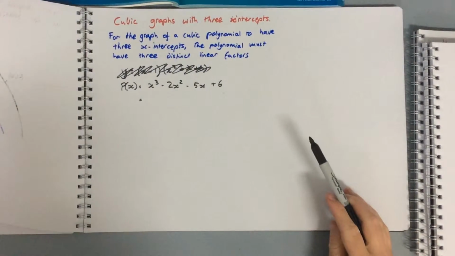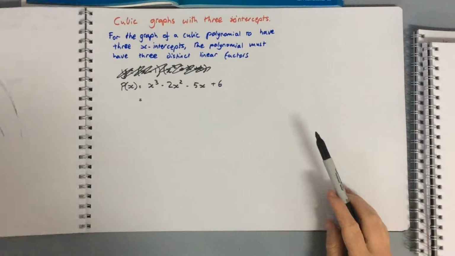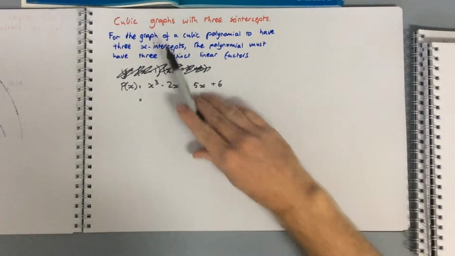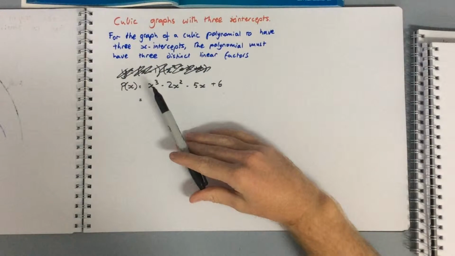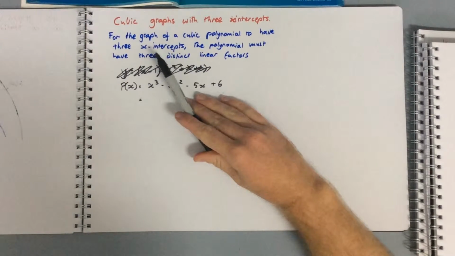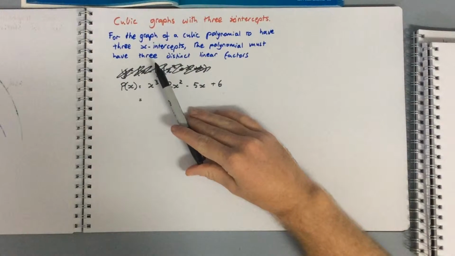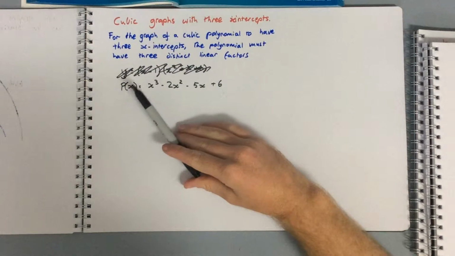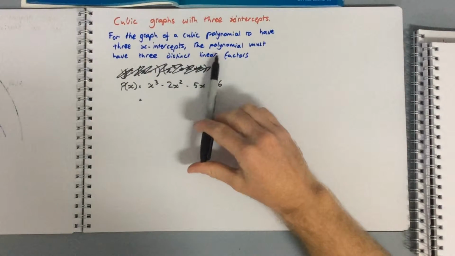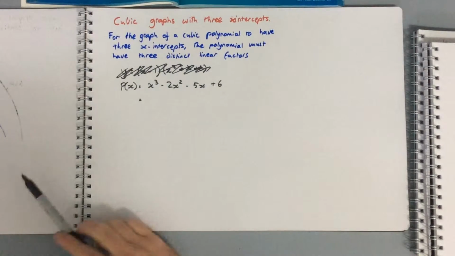Okay, let's just have a look at this bit. So we've got cubic graphs with 3 x-intercepts. So for the graph of a cubic polynomial to have 3 x-intercepts, the polynomial must have 3 distinct linear factors. And this is what I was trying to talk about before.